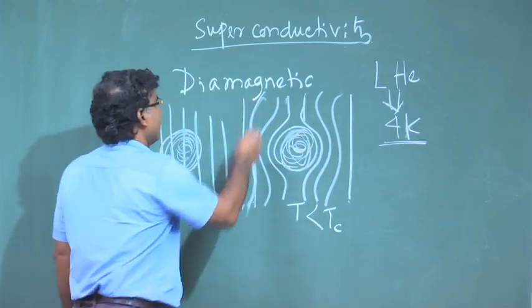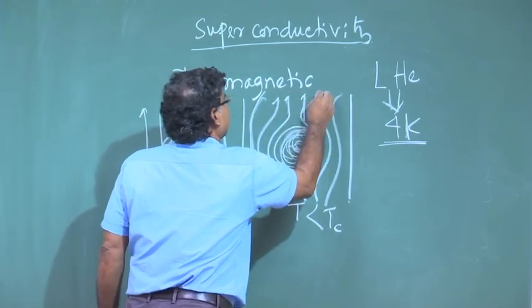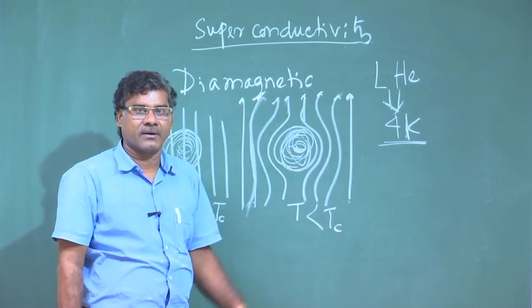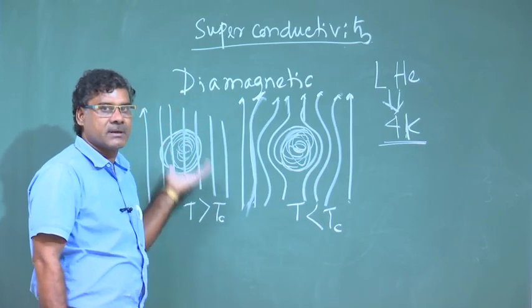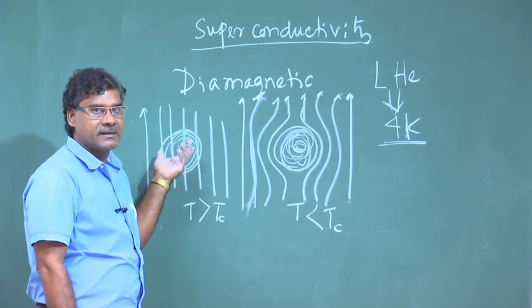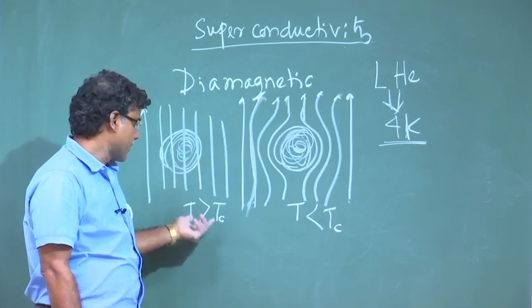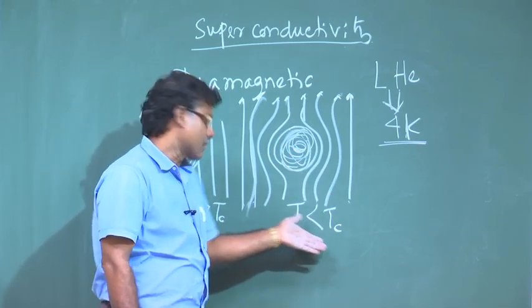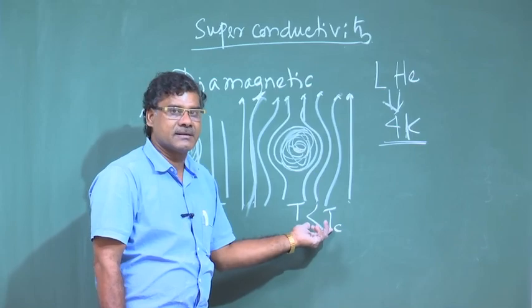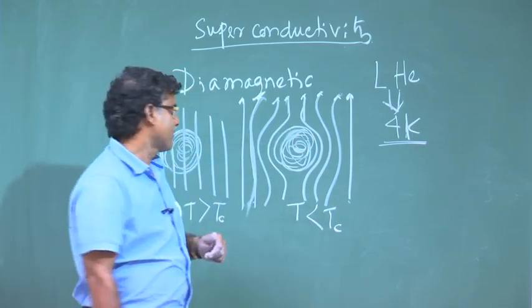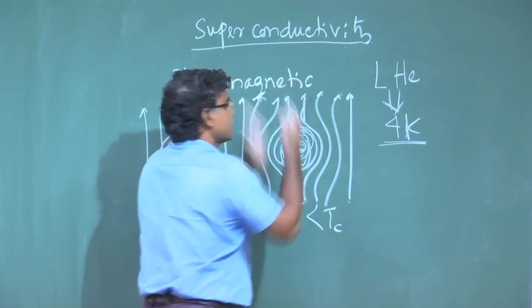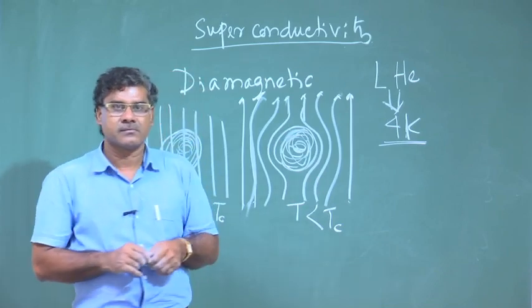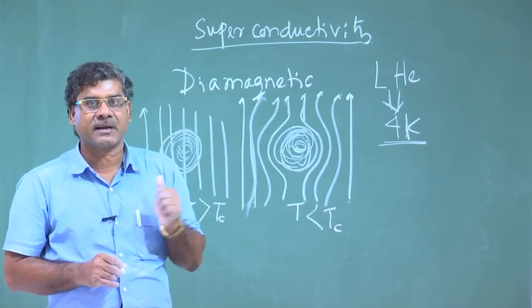Yes. So, if we find this type of change of magnetic field. Okay. So, in this case the magnetic field is passing through the material when the temperature is greater than Tc. When it is less than Tc, the magnetic field is not passing through this material. Okay. So, this is perfectly diamagnetic.